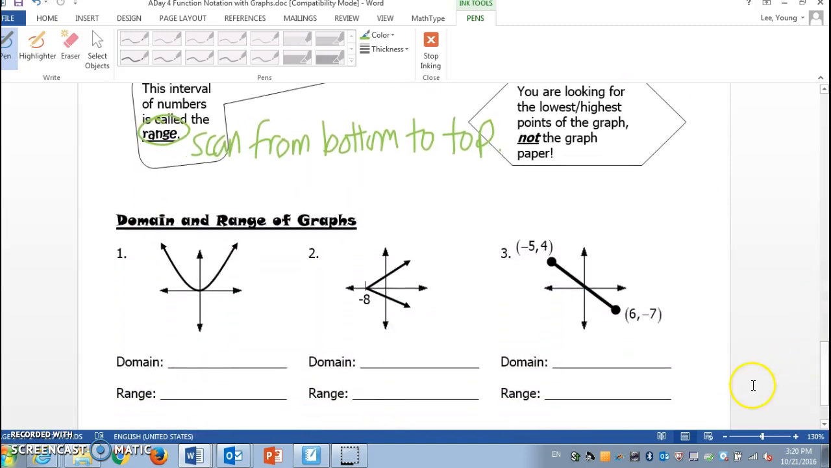So we're going to actually try these 3 questions in class. So we're going to stop the video here. Just remember, every single time you're given the x value, you have to find the y value. If you're given the y value, then you have to find the x value.